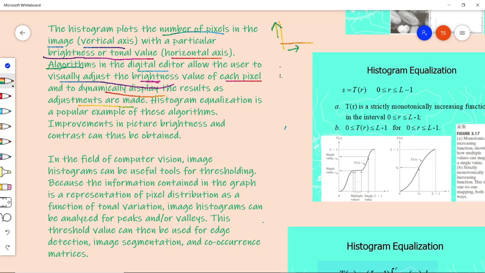Behind this, the algorithm, the equation, is histogram equalization. This is one algorithm behind this adjustment, the brightness enhancement of the image that photographers use. Histogram equalization is a popular algorithm to improve the brightness of the picture, and the contrast values also we can obtain by this algorithm. This is one type of popular histogram algorithm.